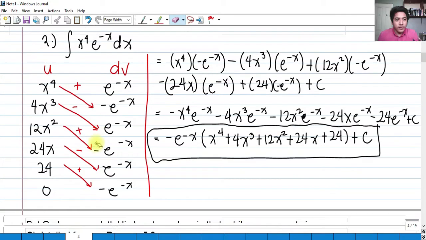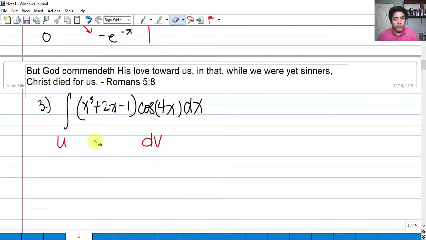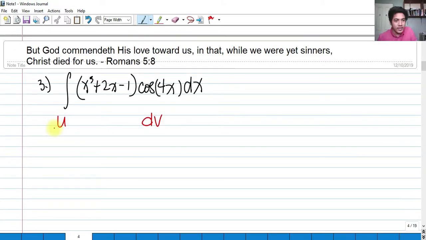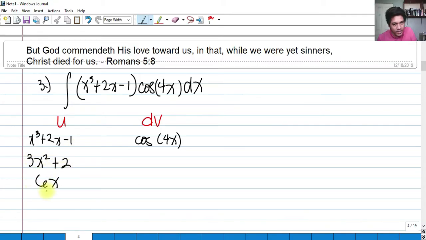So now let's proceed with number 3. Of course, we have the integral of x cubed plus 2x minus 1 times cosine 4x dx. And we're going to choose u as the x cubed plus 2x minus 1. This is x cubed. And our dv should be cosine 4x. And we have to differentiate this. And again, integrate this. So we have 3x squared plus 2. Okay? We have 6x. We have 6 and then 0.